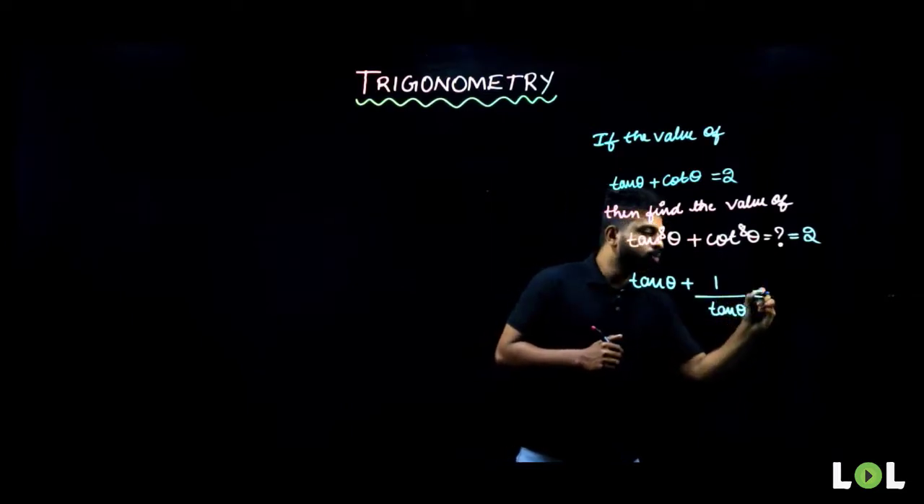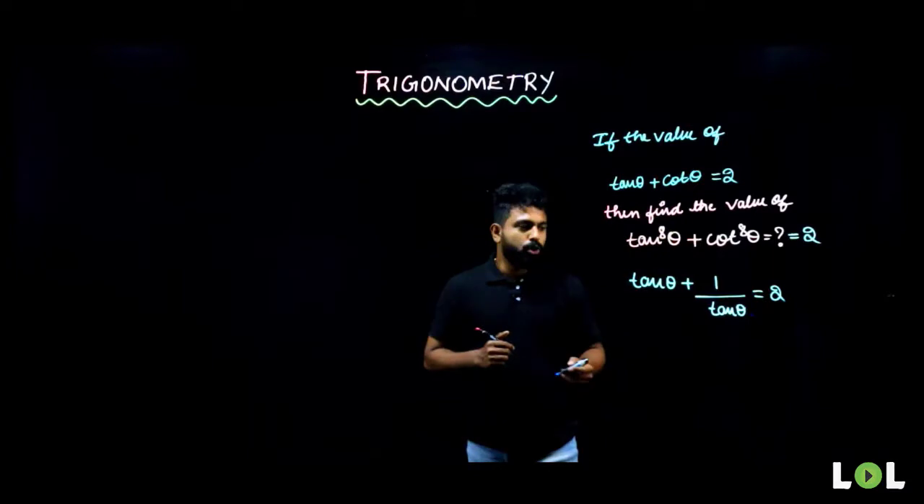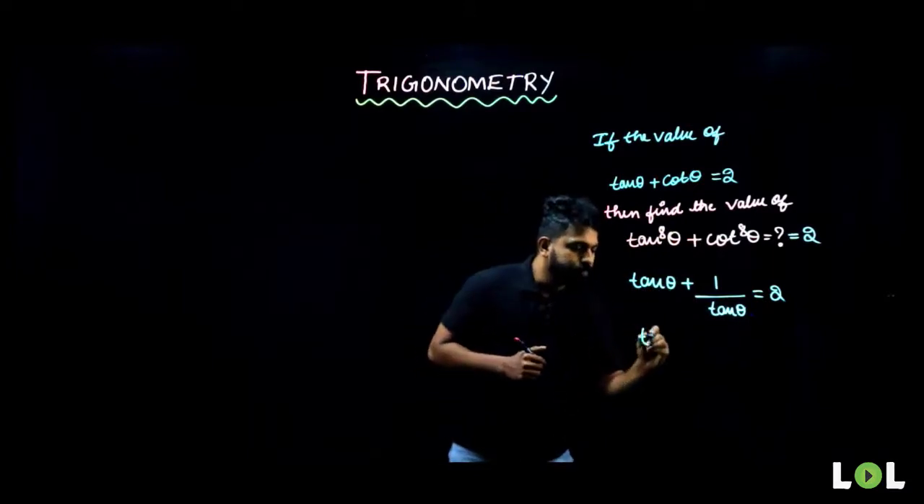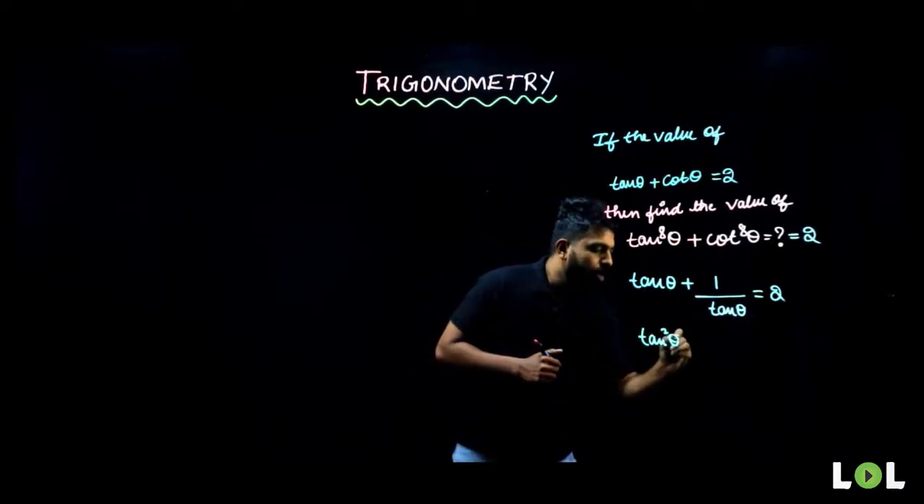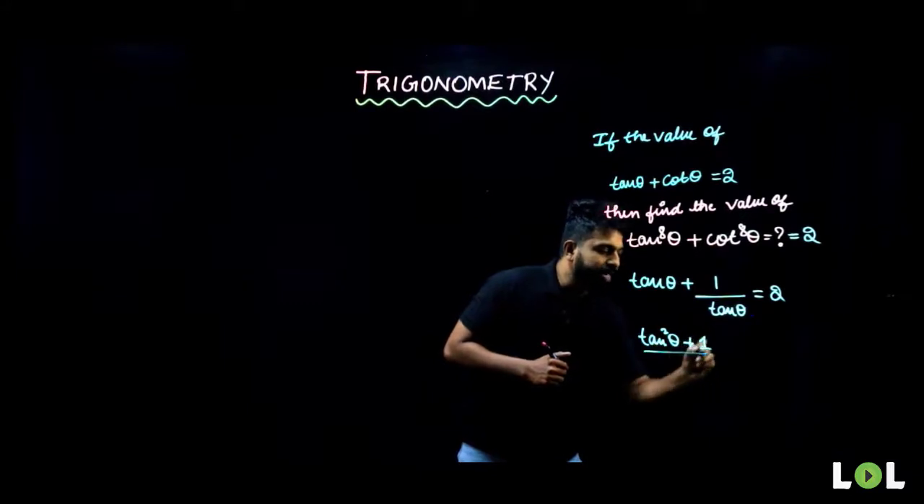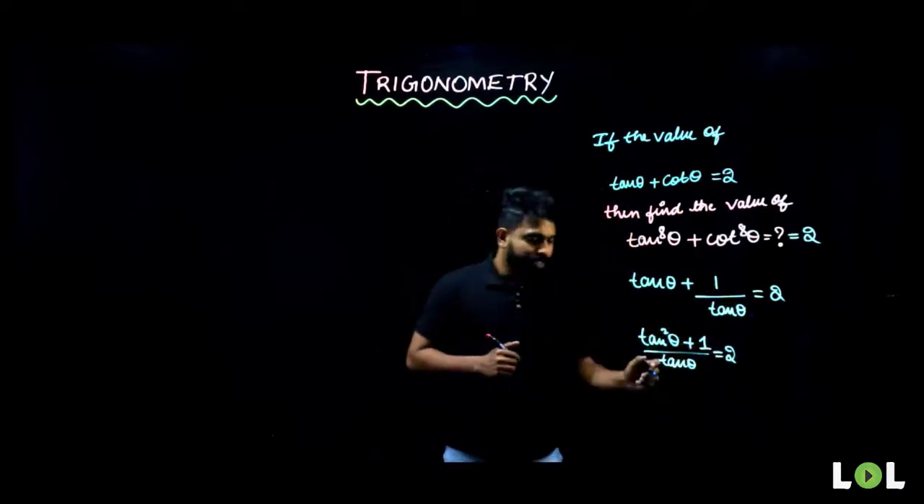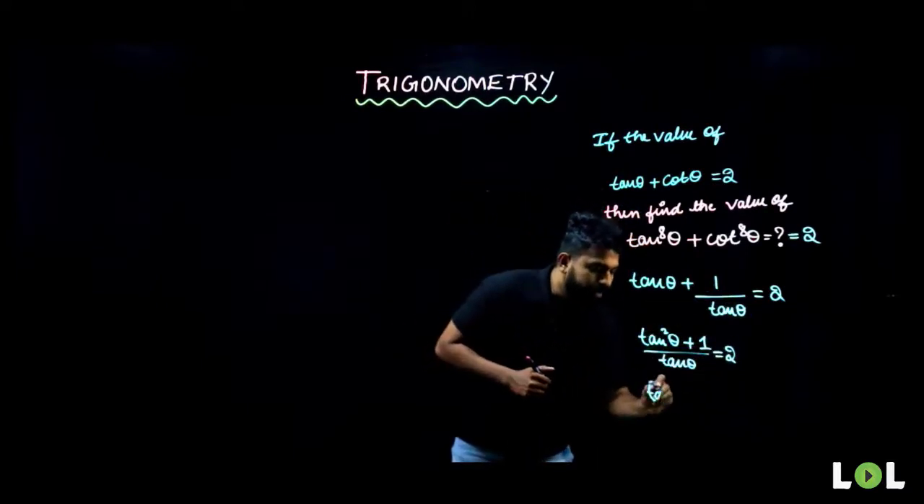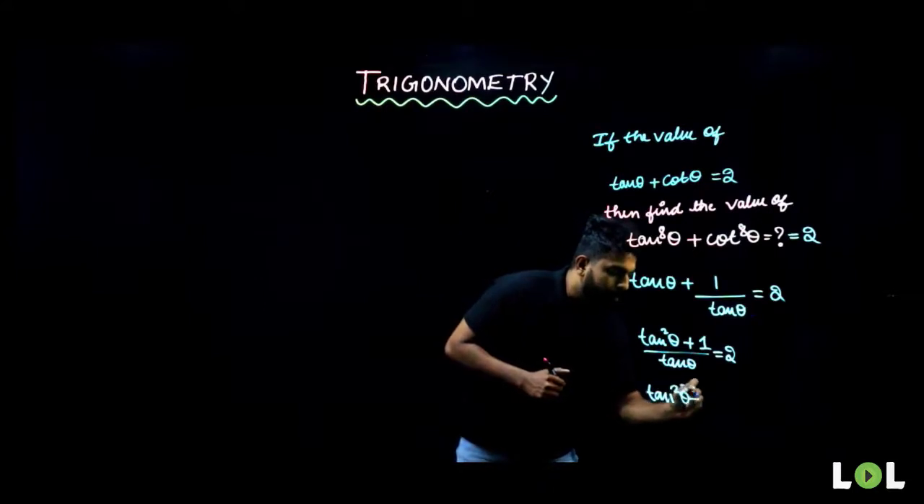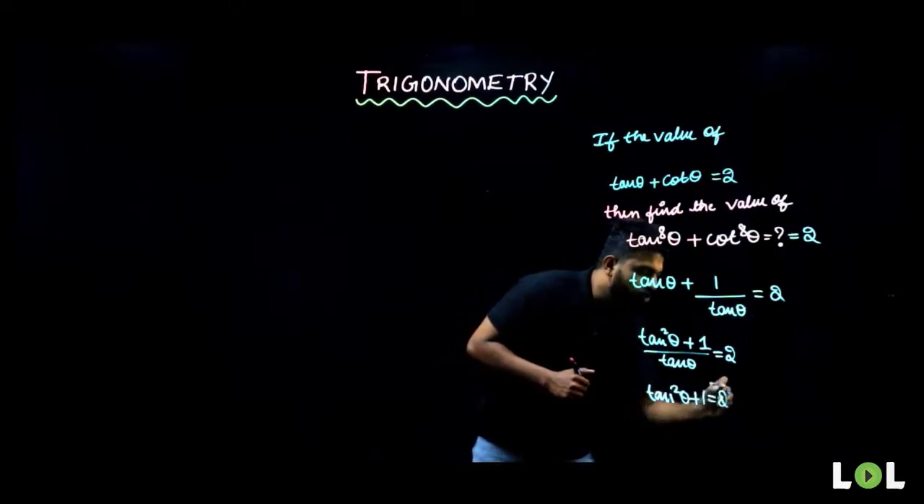That is equal to 2. Now if I simplify this, what do I get? Tan square theta plus 1 divided by tan theta. All I am doing is taking an LCM. So that will be equal to 2. Now I'll send my tan theta to the other side. What will I be left out with? Tan square theta plus 1 is equal to 2 tan theta.